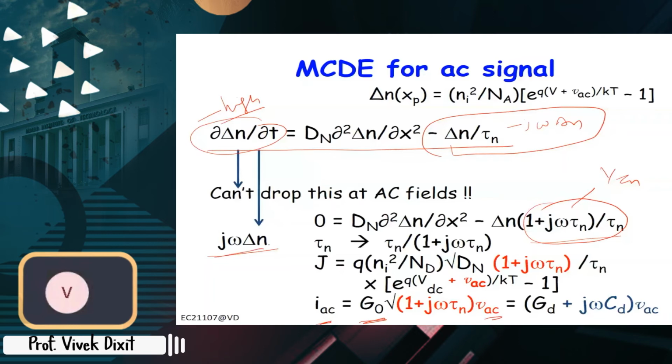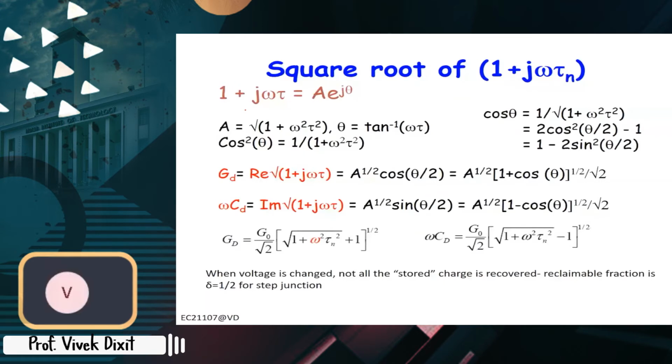So when these carriers have frequency dependence, you include this factor, square root of 1 plus j omega tau. And when you take the square root of 1 plus j omega tau, you can write a e to the j theta. Then if you take the square root, it becomes square root of a e to the j theta by 2. So the real part becomes cos theta by 2, imaginary part becomes sin theta by 2.